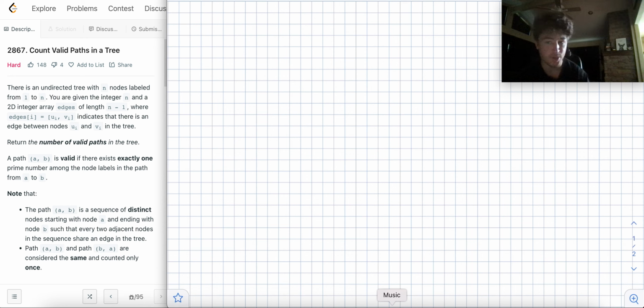The solution to this problem is something you wouldn't believe. This is 2867, Count Valid Paths in a Tree.